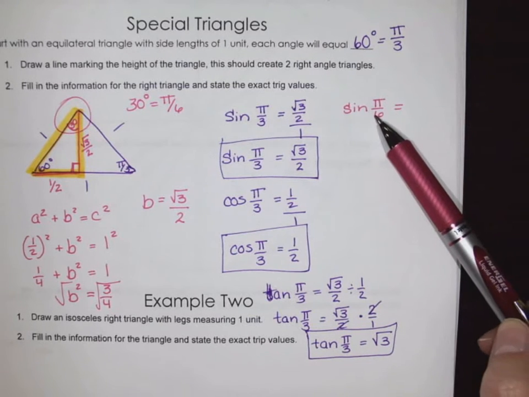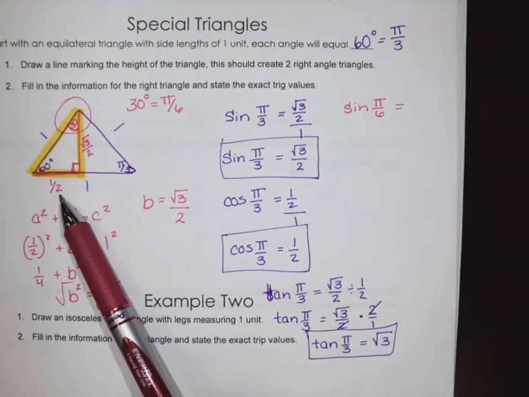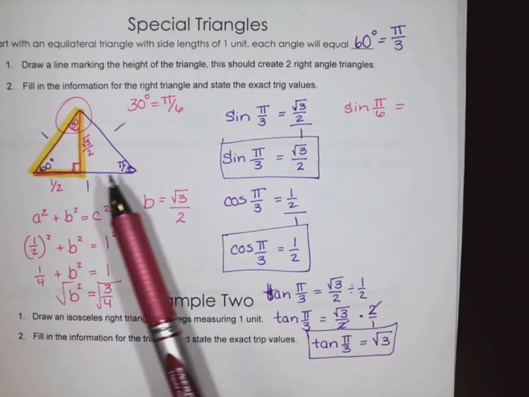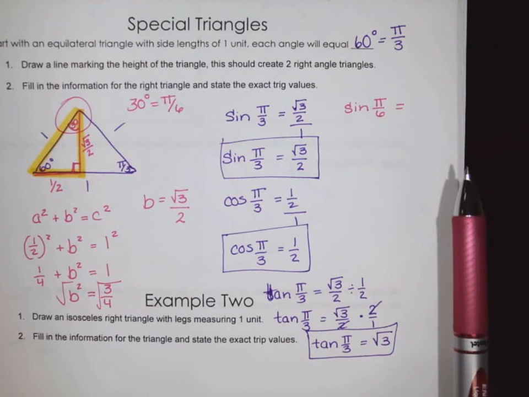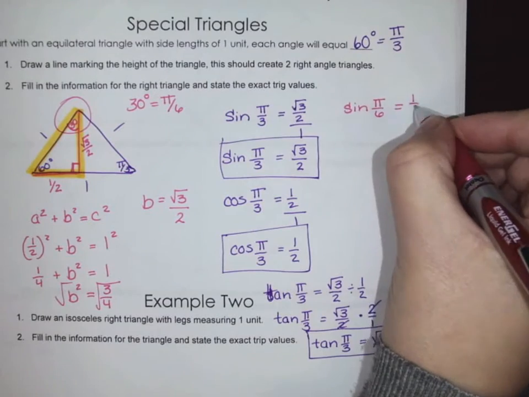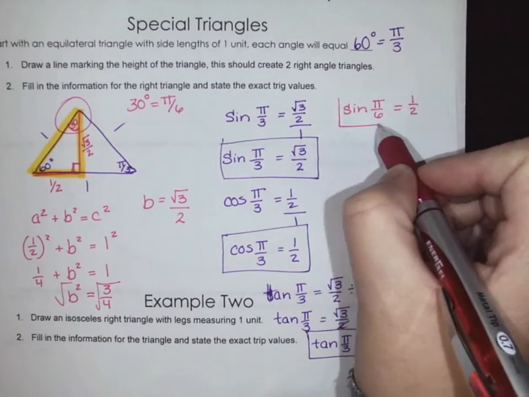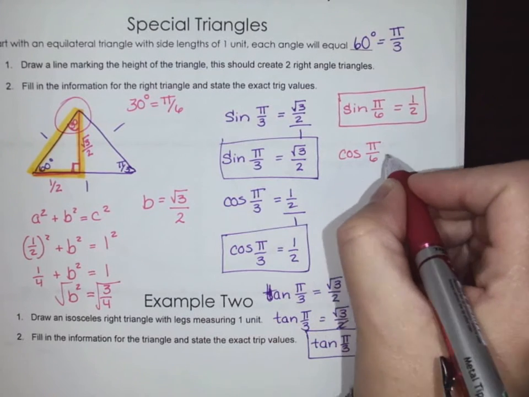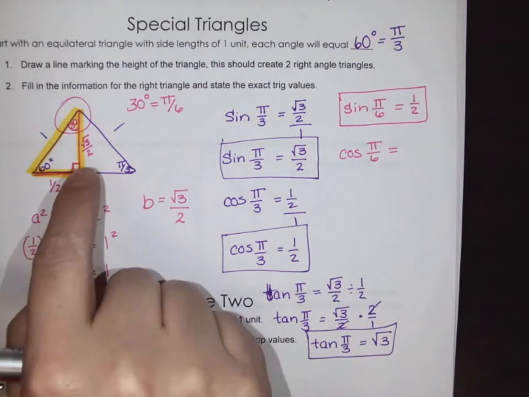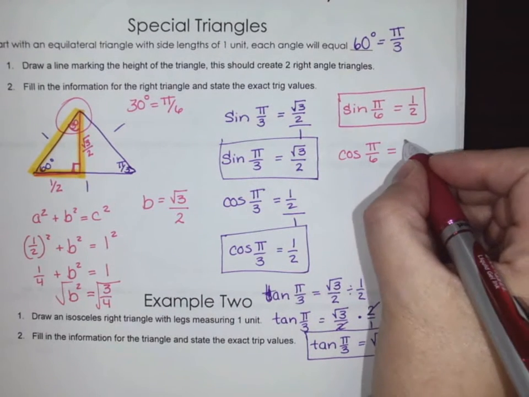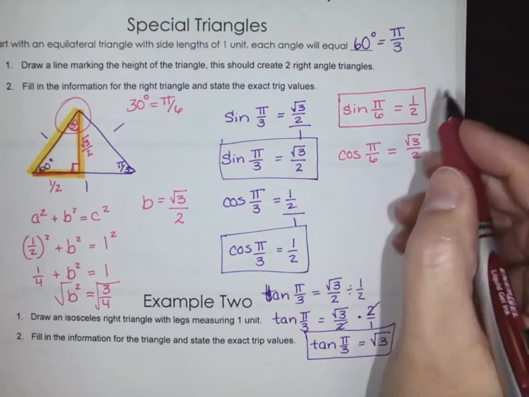Okay, pi over 6. So sine is going to be opposite this time, divided by the hypotenuse, which is 1. Is it okay if we jump right to the answer of 1/2? Well, what's 1/2 divided by 1? It's just itself, right? Okay. Cos of pi over 6 is going to be the adjacent side divided by 1. So that one's going to be root 3 over 2.